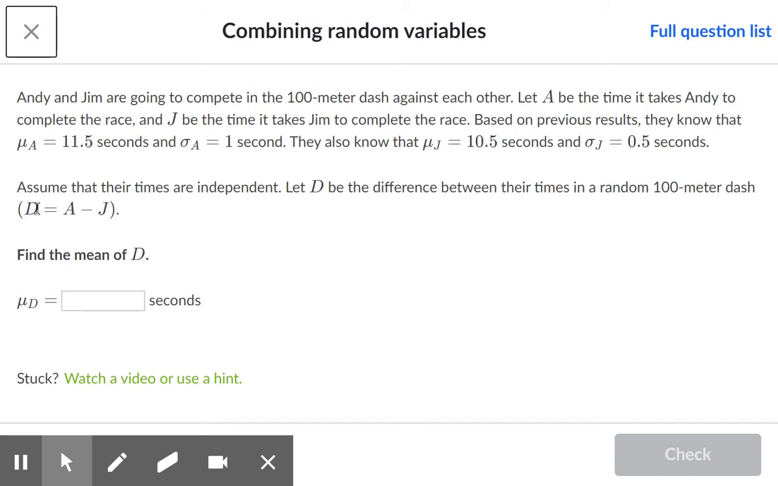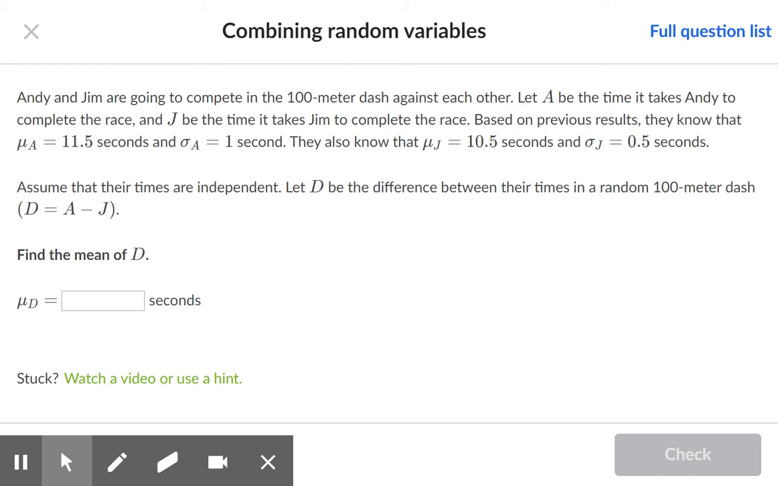So here, this is a new random variable. We're combining two different random variables. So D equals A minus J. Find the mean. If it's just finding the mean, let's write down the formula here. D is the difference, equals A minus J.